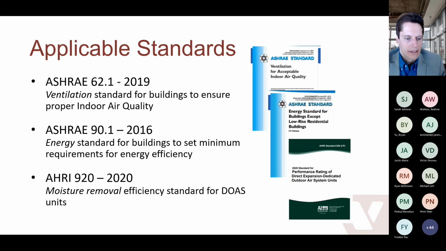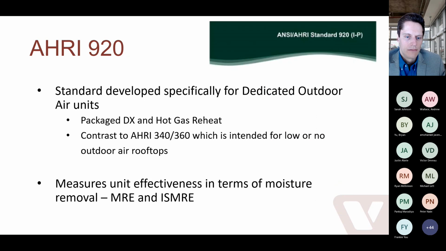This third standard you might not be as familiar with, certainly not as popular as the first two standards, but it's HRI standard 920. And that is the moisture removal efficiency standard, and it applies to DOAS units. Essentially this standard was developed just for DOAS units. And it's a little bit different than HRI 340-360, which you're probably familiar with. And the key differentiator is that HRI 920 is a measure of moisture removal effectiveness.